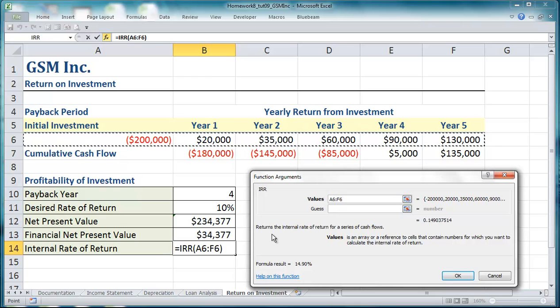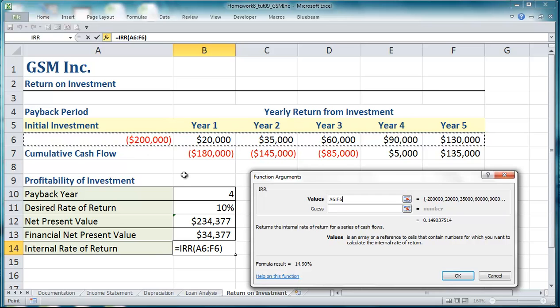To calculate the internal rate of return, you always need at least one cell that contains a negative value. In this case, it's the very first cell. This would be equivalent to year 0, the first cell that shows the cash outflow from the company to make this investment, and then B6 through F6 represent the returns from that investment.